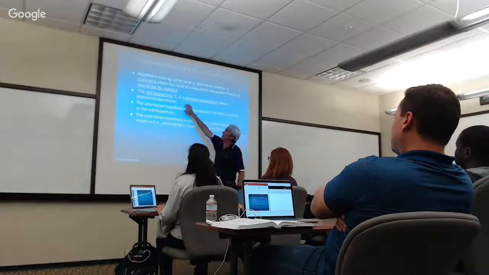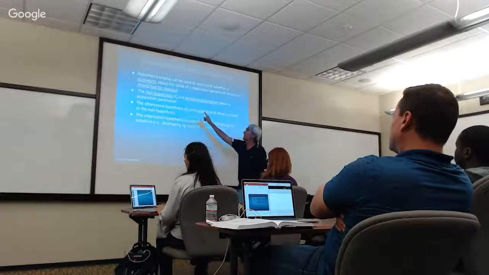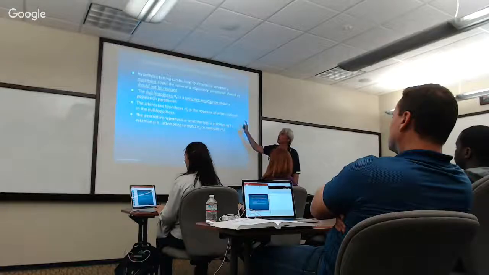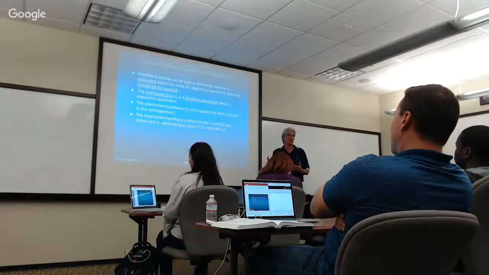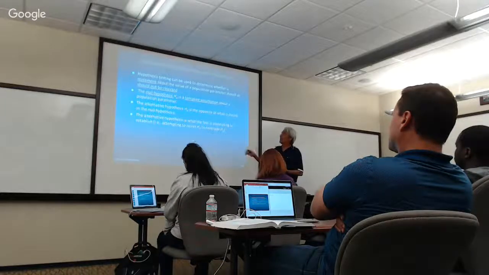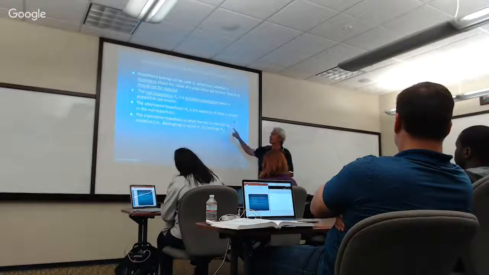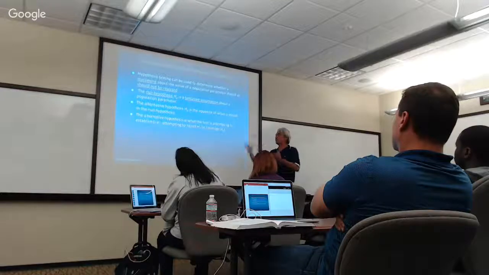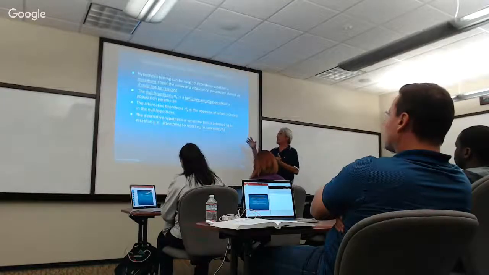Let's look at the second one here. The null hypothesis, we call it H sub O, is the tentative assumption about a population parameter. Okay, so this is sort of what we're assuming. And the alternative is the opposite of that. And we're going to have to figure out how do we do this when we have actual data.